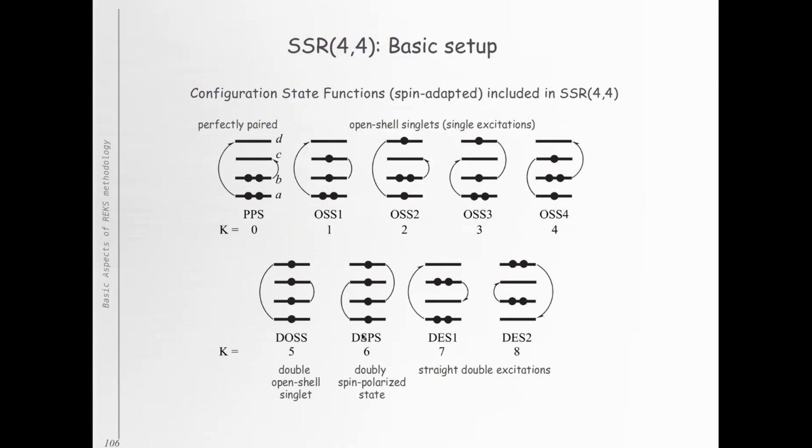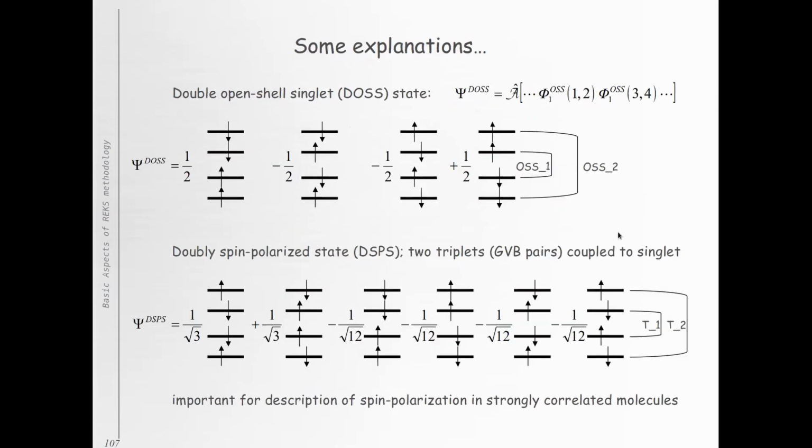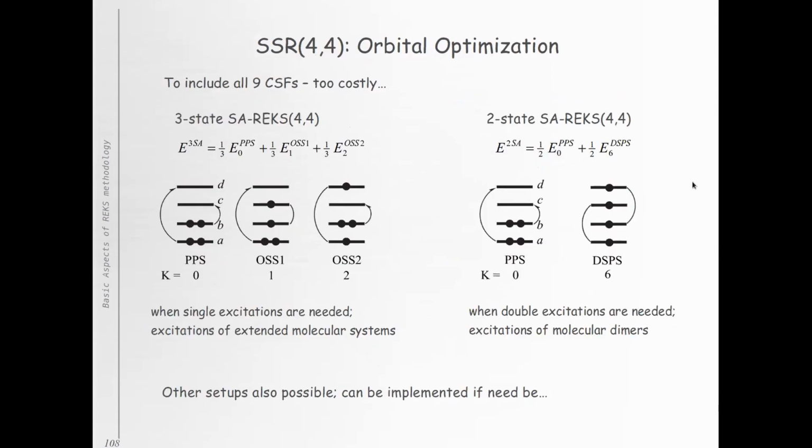So this lists all the configurations which I included there. Open shell singlet configurations of various types, where I describe 1 electron transitions within GVB pairs and between GVB pairs. So this is within specific designated GVB pairs, and these transitions are between designated GVB pairs. And also some other open shell configurations, such as the double open shell singlet state, the doubly spin polarized state, and simply double excitations from the lowest perfectly spin paired state. So these configurations can be included into state averaging or into state interaction schemes.